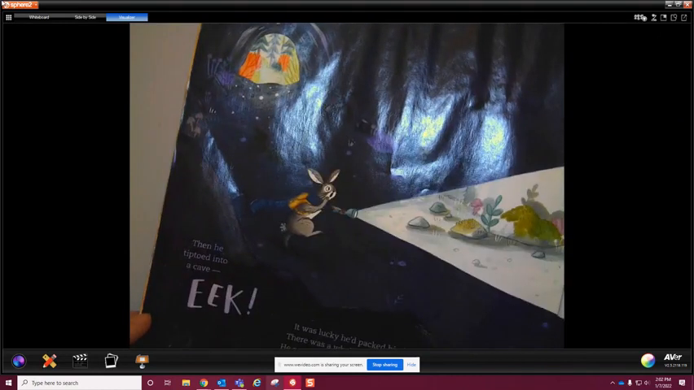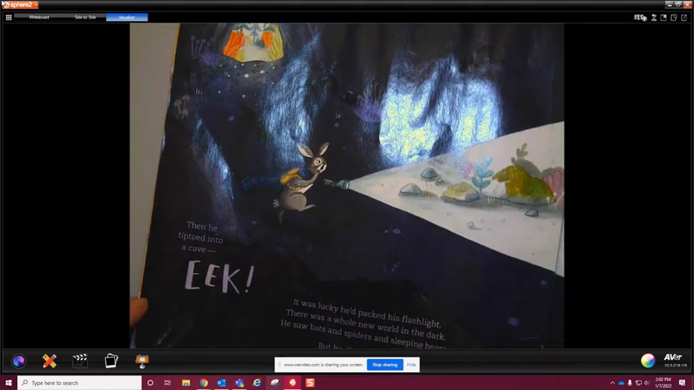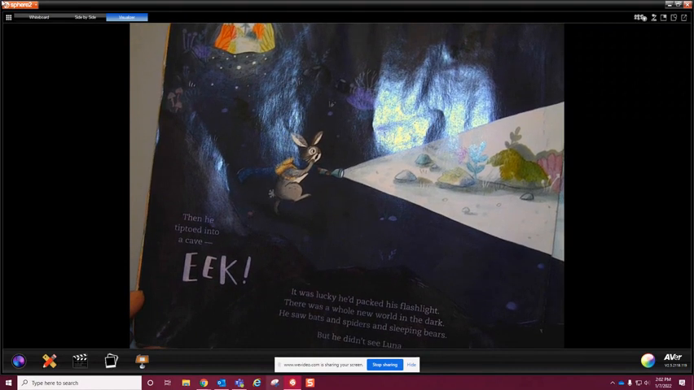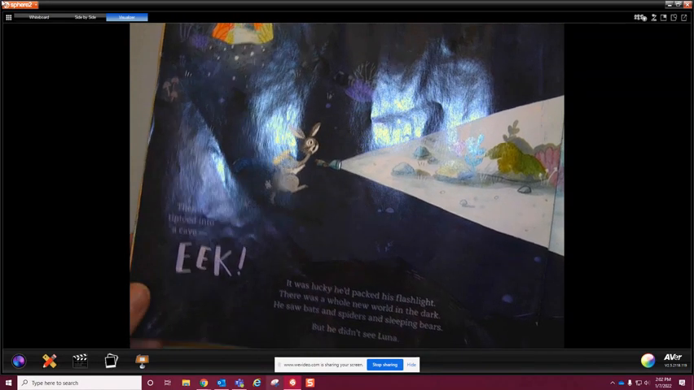Okay. Then he tiptoed into a cave. Eek! It was lucky he'd packed his flashlight. There was a whole new world in the dark. He saw bats and spiders and sleeping bears, but he didn't see Luna.